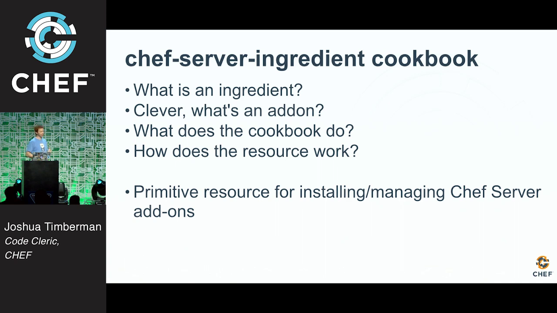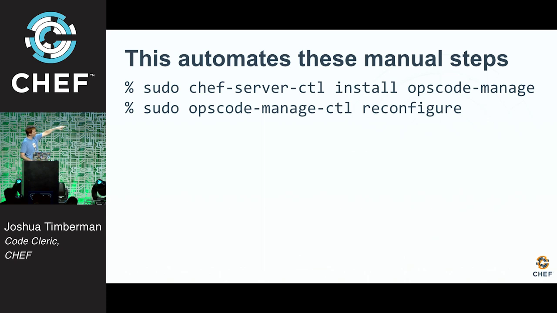And what that cookbook does is it gives you a resource for managing these Chef Server packages and then reconfiguring them with their reconfigure command. So it uses the packagecloud repository resource to create packagecloud configuration that will then install the package and then run reconfigure. So it automates these manual steps, because running two commands is really hard, right?